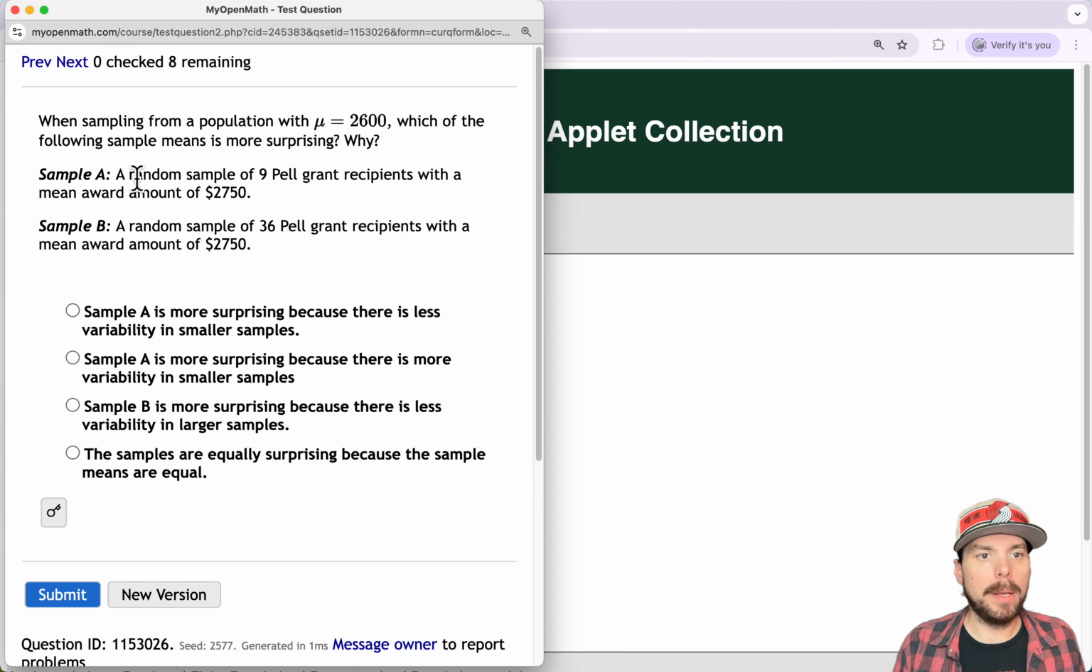We've got a problem that compares two samples, trying to figure out which sample is more surprising, or we could say more unusual. In this problem, we have a population mean, a standard deviation, and then two different sample sizes with the same resulting sample mean. What I will do is pick my own standard deviation to use for all these problems. It really won't matter what standard deviation I pick as long as I stay consistent. And then I'll simulate what number of samples would be in each of these ranges.